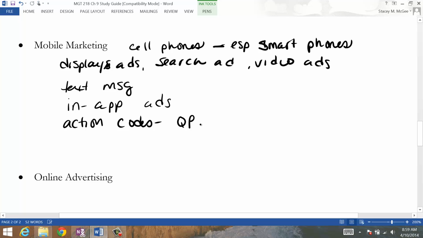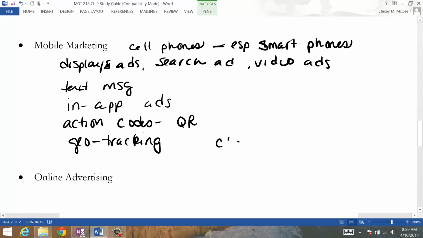Action codes, and there's a couple different ones of those, but one of the big ones would be like QR readers. You just scan it using the camera on your phone, and it takes you to a website or a video or something like that. Those are becoming much more popular. There's also geo-tracking. If you download an app, let's say I download the Starbucks app, I can have it tell me when I'm near Starbucks.